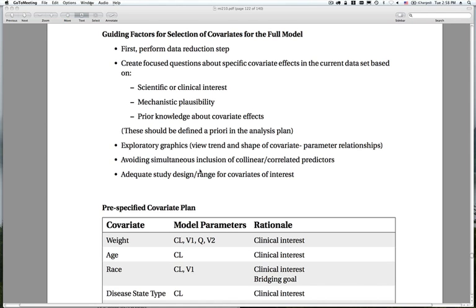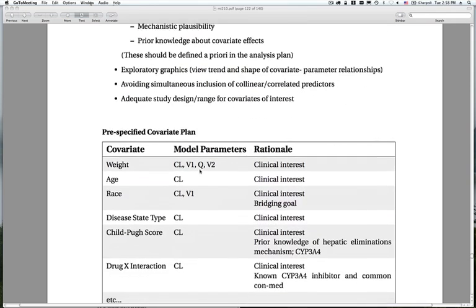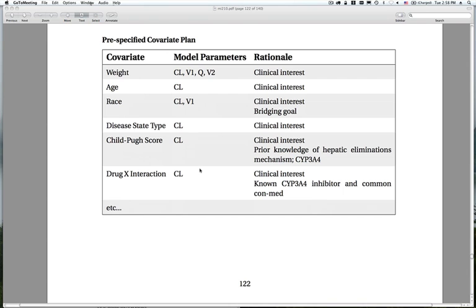And then usually you write a pre-specified plan, and you can create a table something like this one, where we'll identify the model parameters and the covariates that we want to investigate. So weight we'll look at as a predictor of all of these parameters: clearance, V1, Q, and V2. And why? Well, because we're interested in the weight effect. Age we might just consider for clearance, because that's really what's going to be driving our dosing determination here for a chronically administered drug.